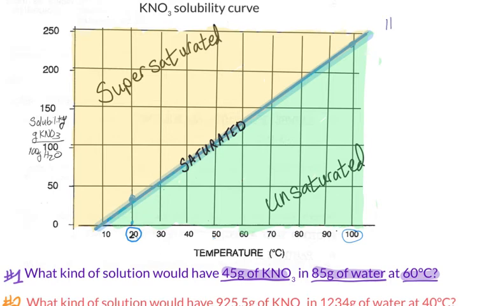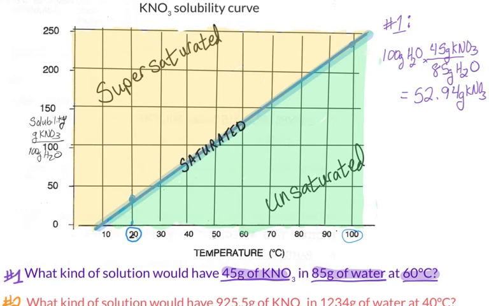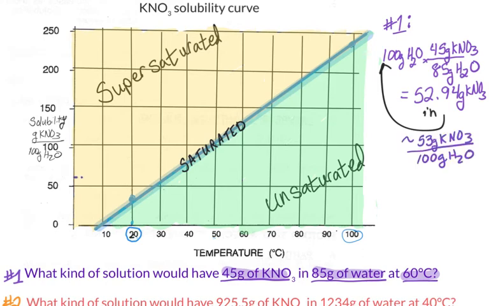So you probably noticed that we do not have 100 grams of water, so we need to change this to the 100 grams of water solution, to see how much KNO3 would be there if there were 100 grams of water. So we start by multiplying 100 grams of water by the ratio that we currently have, which is 45 grams of KNO3 in 85 grams of water. And that gives us about 52.94 grams of KNO3 in 100 grams of water. Next, we need to draw that line in, placing it around 53 grams of KNO3 per 100 grams of water. We draw this line, and that shows us where the concentration of this solution is if we had 100 grams of water.